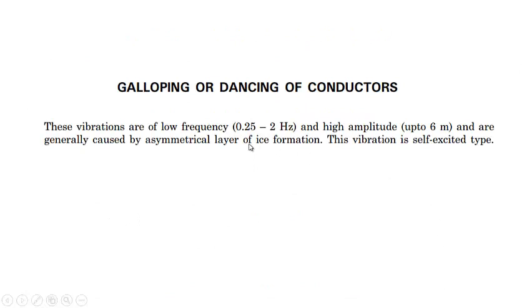We have one more type of vibration, that is galloping or dancing of the conductors. These vibrations are of low frequency, from 0.25 to 2 Hz, and high amplitude, up to 6 meters. They are generally caused by the asymmetrical layers of ice formation. These vibrations are self-excited type. They are usually caused by the asymmetrical layers and by the standing of the conductor. They can be reduced by using the horizontal configuration. Otherwise, they are very difficult to reduce.